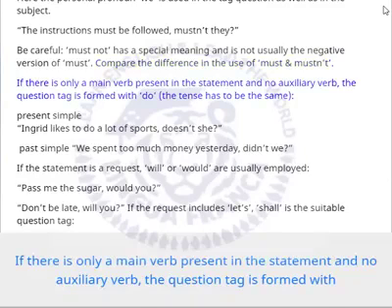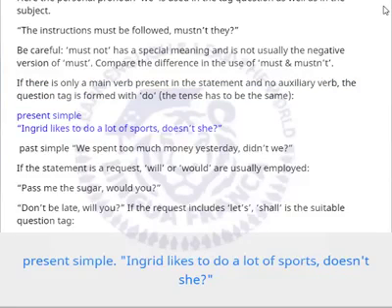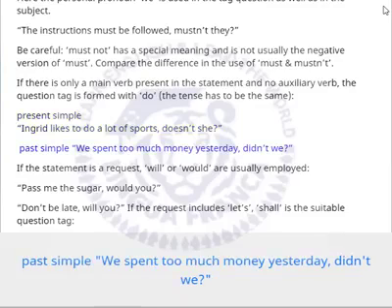If there is only a main verb present in the statement and no auxiliary verb, the question tag is formed with do, and the tense has to be the same. Present simple: Ingrid likes to do a lot of sports, doesn't she? Past simple: we spent too much money yesterday, didn't we?